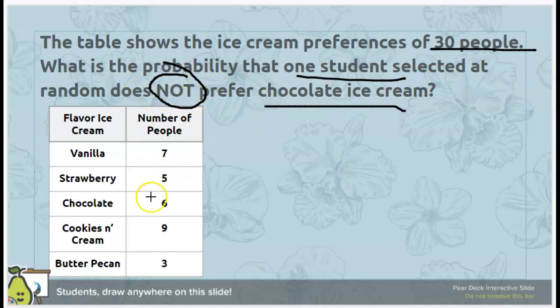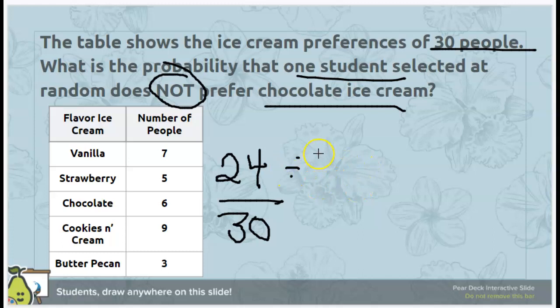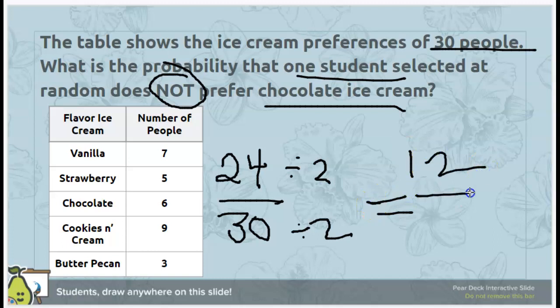Does not. Well, we know that for chocolate there's 6. So 30 minus 6 would be 24. So we would say this is 24 out of 30. So 24 out of 30 do not prefer chocolate. And then we would divide this down. So let's try 2, because they're both even. 24 divided by 2 is 12. 30 divided by 2 is 15.